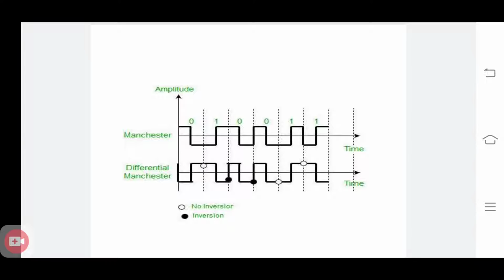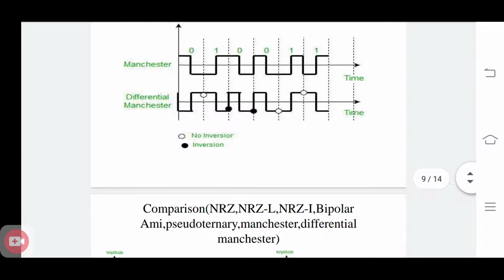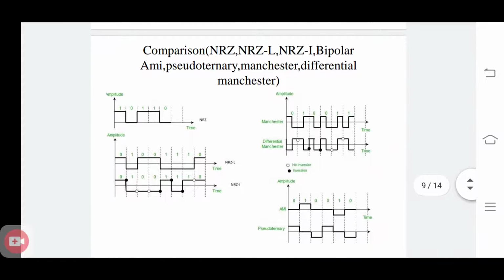Then from low to high, it is represented as 1. Then again 1, there is no transition at the start, but in the middle of the bit a transition happens. So in the case of differential Manchester, if it is a 1, no inversion; if it is a 0, it's an inversion mechanism. Clear? So these are all about the Manchester mechanism and the differential Manchester mechanism.